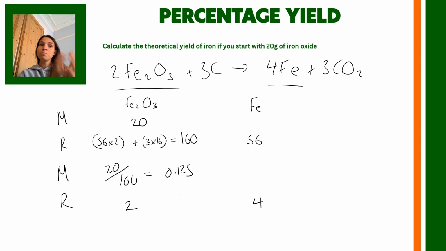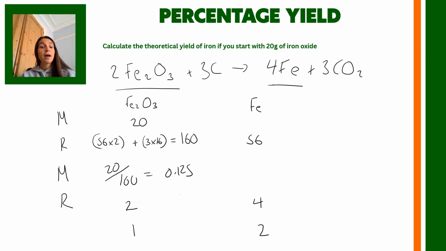And then the final layer that I've added there as well are my ratios. So I'm looking at those big coefficients at the front. I have got 2 iron oxide will give me 4 iron. So I've got 2 and 4 there. And that's not the simplest ratio I could have, because I can divide both 2 and 4 by 2. And so that's equivalent to a ratio of 1 to 2.